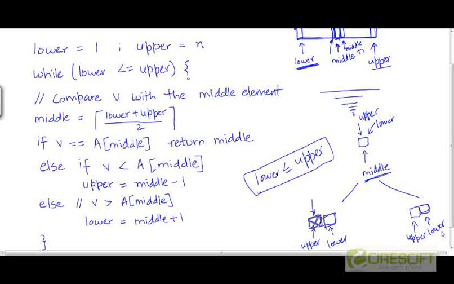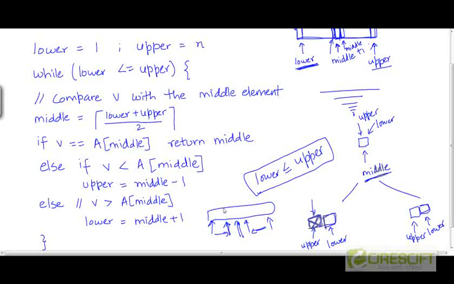So again, lower would have had a value greater than upper. So we can use lower greater than upper as the time to terminate our while loop. So the while loop is going to continue executing only as long as lower is less than or equal to upper. So lower and upper are going to start off by being 1 and n respectively, and then lower is going to move to the right, upper is going to move to the left, until both are pointing to the same element when the size of the subproblem is reduced to 1.